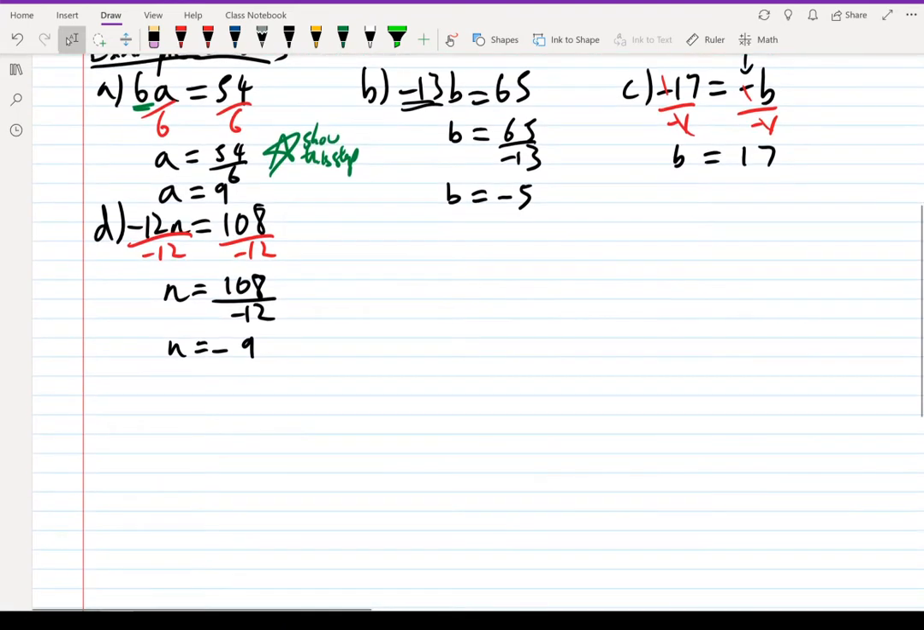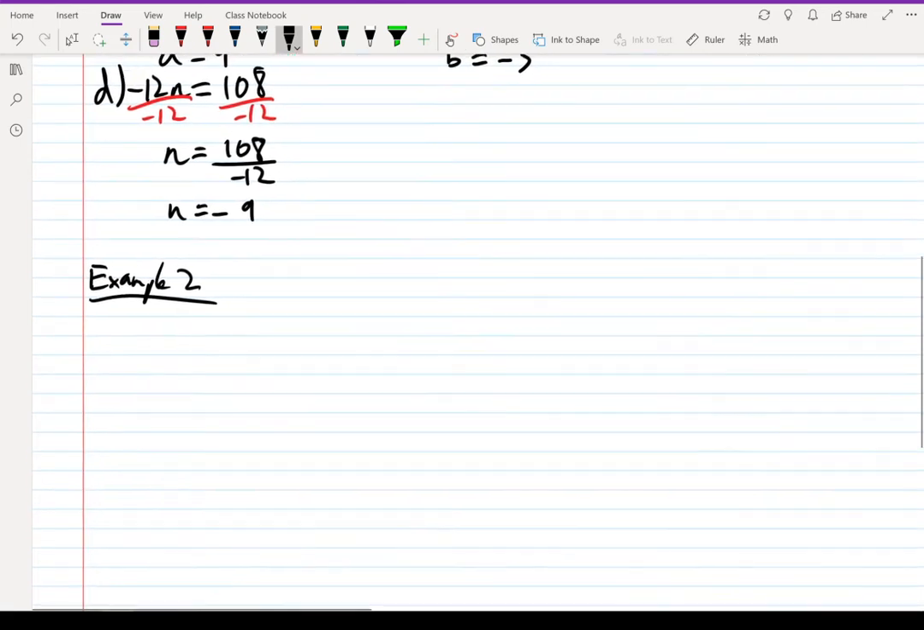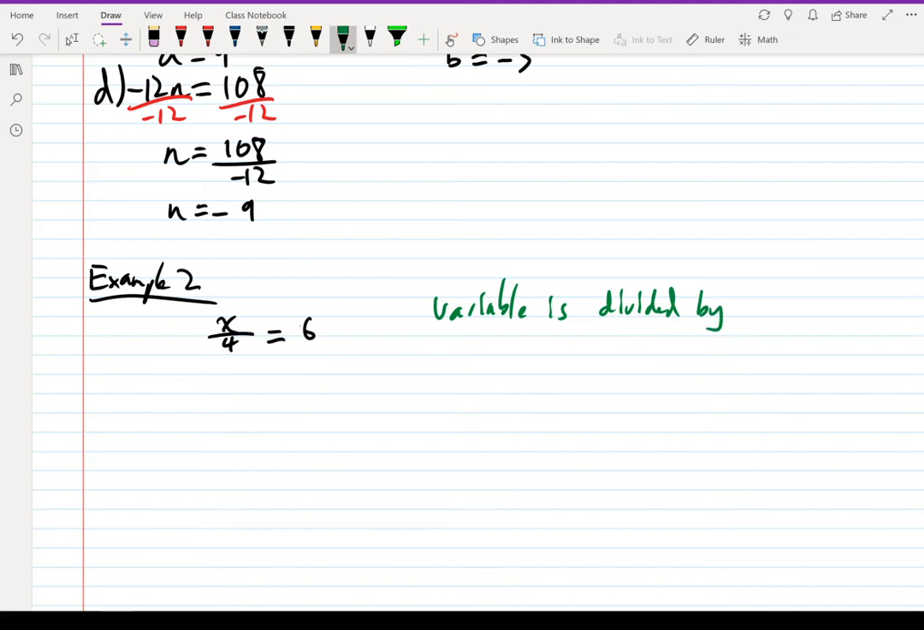Now, in our second example, example 2, we have fractions. So let's say now x divided by 4 is equal to 6, for example. We want to solve the equation. Now, what happened here? We have our constant, our variable is divided by a number.